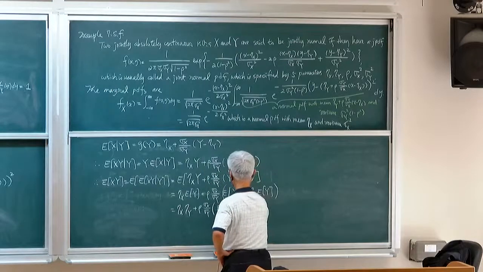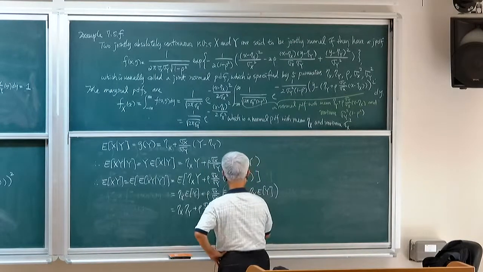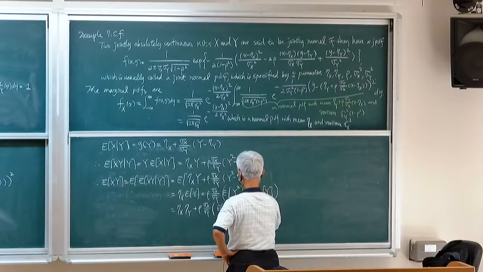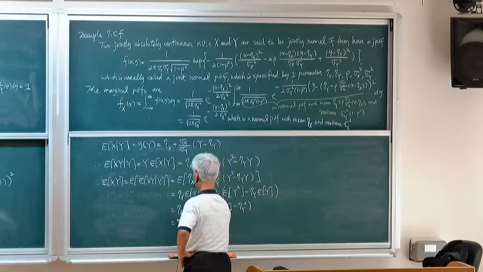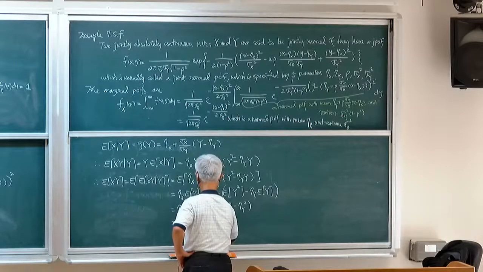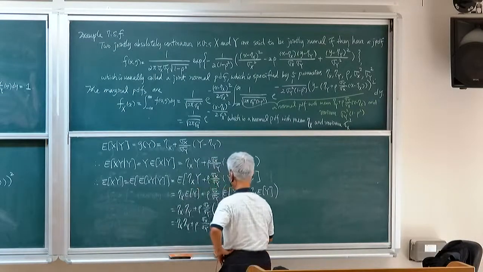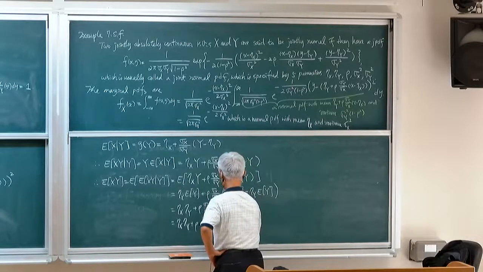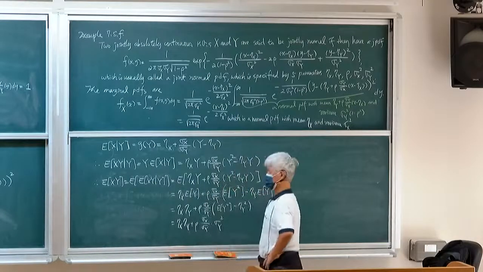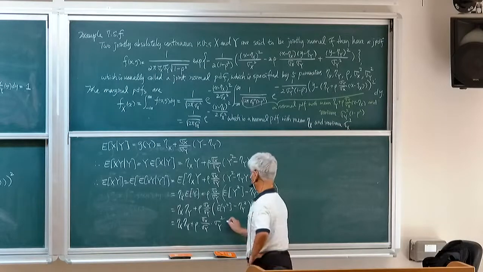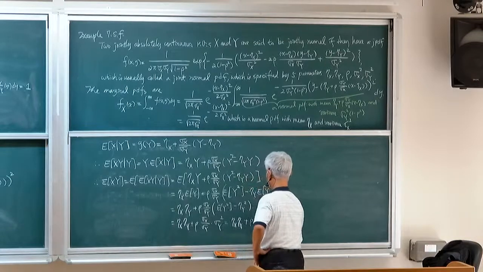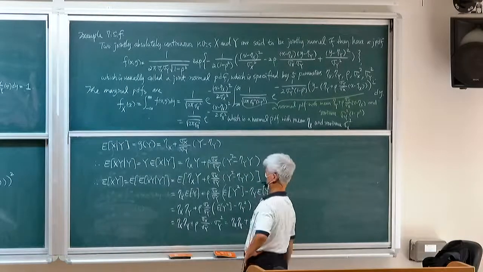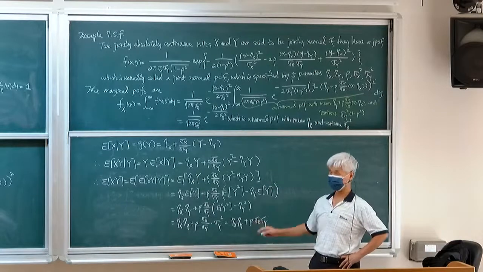So this is the second moment minus the square of the mean, so that is the variance. And this is eta x, and this is the variance, so this is sigma y squared. So this is eta x eta y plus rho sigma x sigma y. Okay, so that is the final.